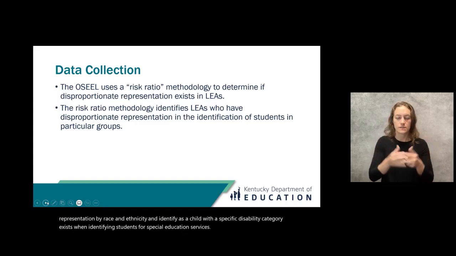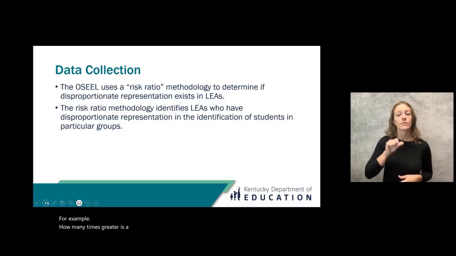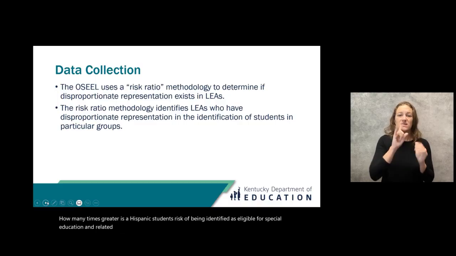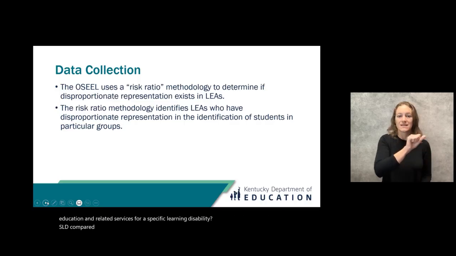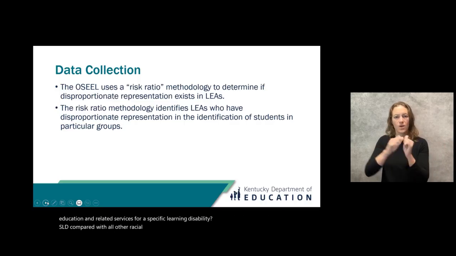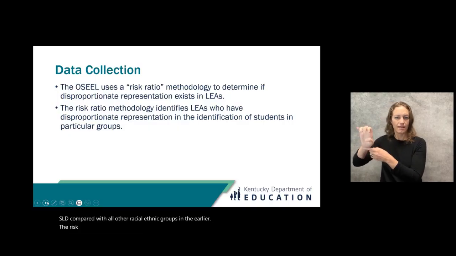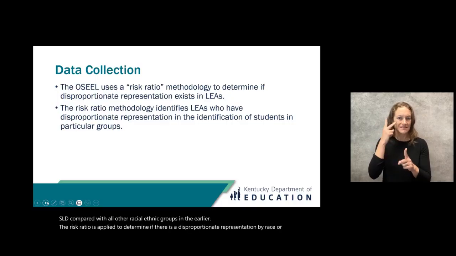For example, how many times greater is a Hispanic student's risk of being identified as eligible for special education and related services for a specific learning disability, SLD, compared with all other racial ethnic groups in the LEA? The risk ratio is applied to determine if there is a disproportionate representation by race or ethnicity.